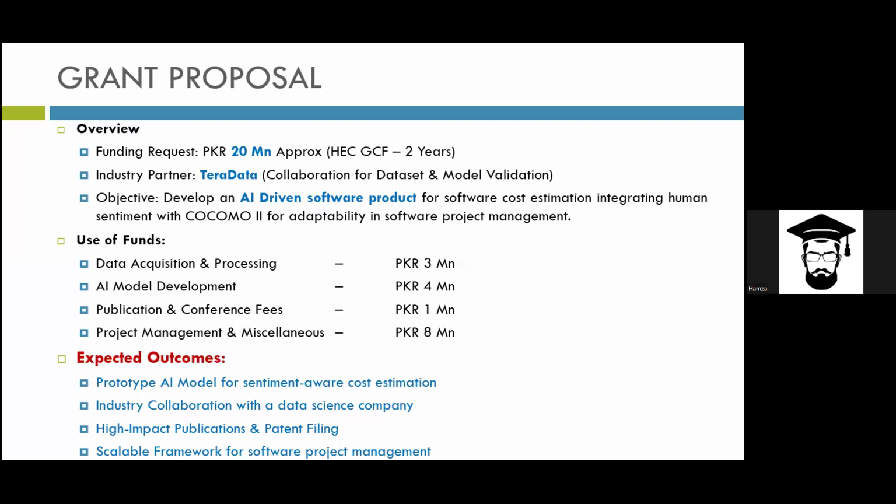So this is the last slide. It is about the proposal I'm vouching for in the grant. I'm planning for HEC Grant Challenge Fund, which starts from 2 years and can be extended more than 2 years also. Its minimum amount is 20 million rupees.